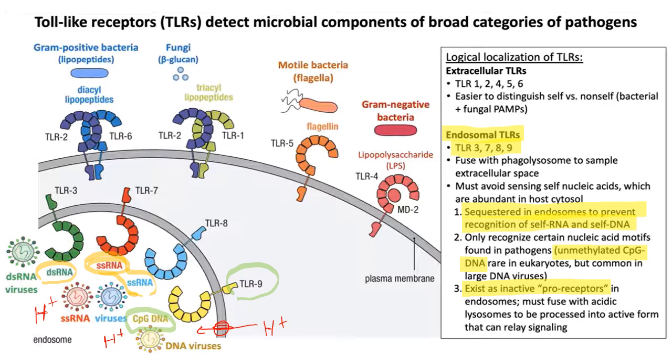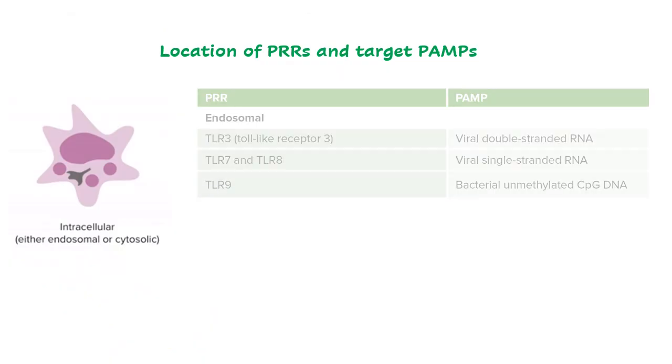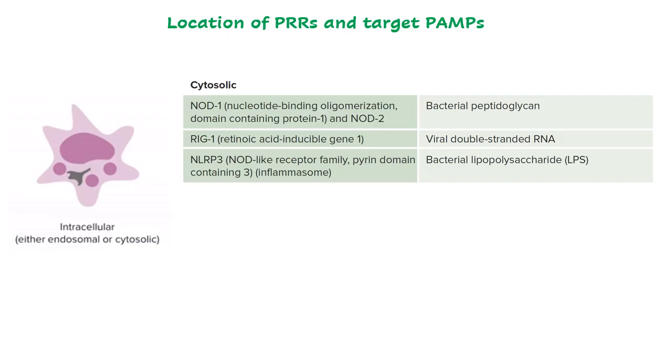Okay, and how you're going to remember TLR9 detects CpG DNA? Look at this. This P here is kind of a mirror image of 9. That helps you remember TLR9 detects CpG DNA. Okay, so those are the detection things here. Looking at those endosomal ones: TLR3, double-stranded RNA; TLR7 and 8, single-stranded RNA; TLR9, bacterial, unmethylated CpG DNA.